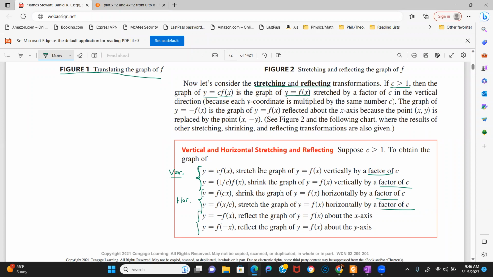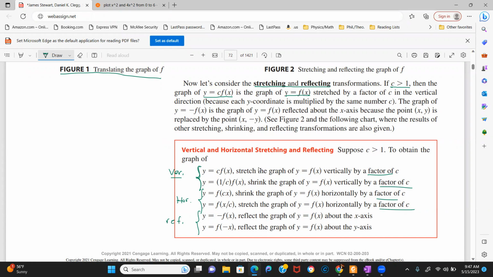These last two are really just special cases, honestly. You don't need to memorize these. These are just going to be reflections. You'll see that they're just special cases. These last two are reflections.